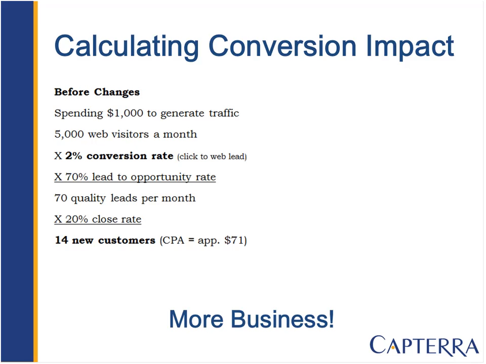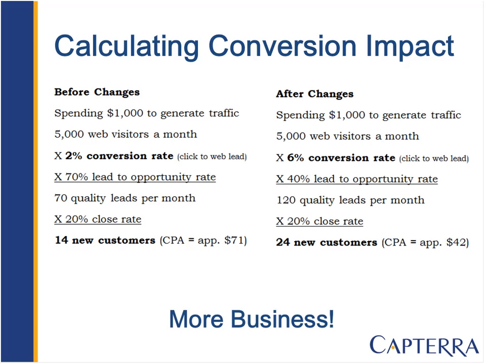It's very important to understand how many overall web leads you're getting, and then how many qualified leads you're getting from that. And so in this example, I show 70%, which is 70 quality leads per month that this software vendor is getting. Now their close rate is 20%, which is average. So 14 new customers.